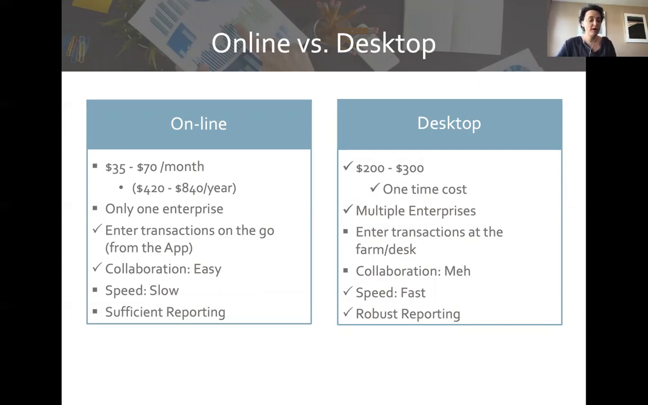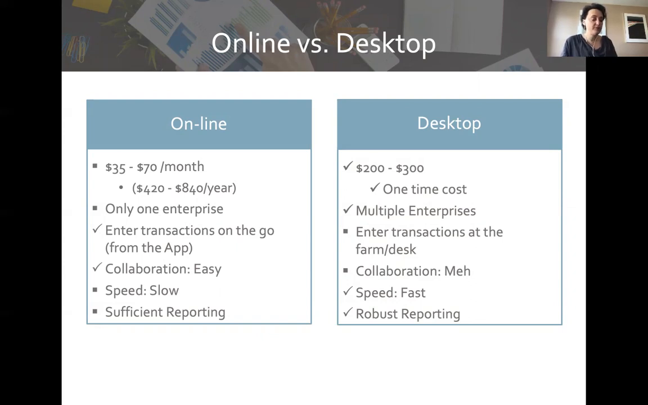If you have the online version, you can only have one enterprise at a time. And if you have the desktop version, you can have multiple enterprises. So I'll give you an example in my personal life. Obviously I have my business, the farmer's office. I also have a separate company, a different enterprise, for my personal finances. So I keep my personal and my business finances separate. And I also manage my parents' financials, so I have a separate company for them.